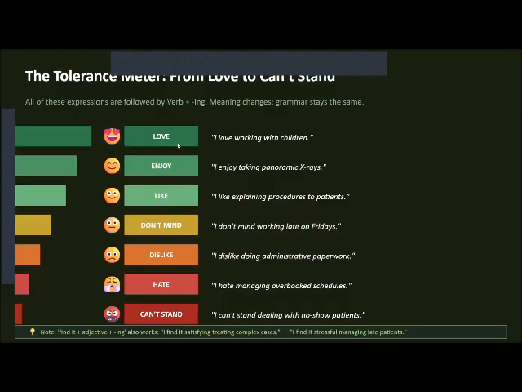I find it stressful managing late patients. Let's practice some more, guys. Look at these examples and think in your mind, what are the things you love or what are the things you can't stand? Not necessarily dental world, could be in your everyday life. And let's keep on practicing. Before we continue, Diaz Hernandez, read for us different examples of things we like or things we dislike.